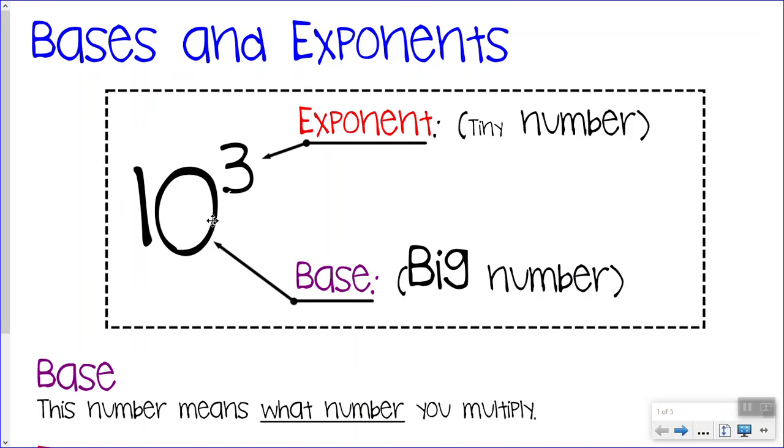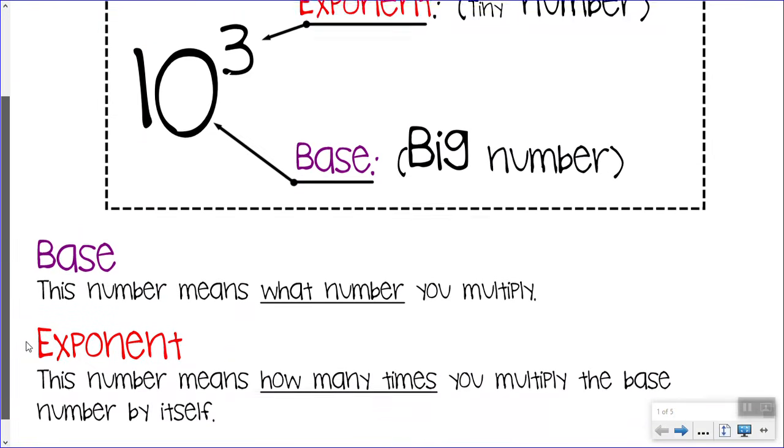The big number at the bottom, the 10, is our base. We call this the base because it sits at the bottom of the number, and this is the factor that we are multiplying over and over and over again. The exponent is the tiny number up on top of the base, and the exponent tells us how many times we're going to be multiplying the base by itself.